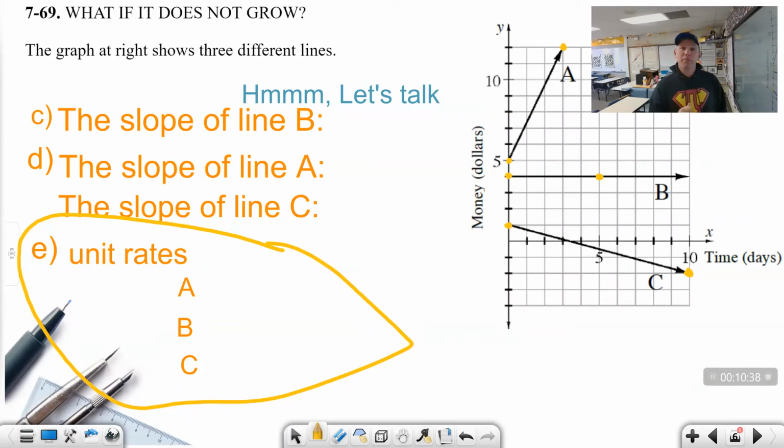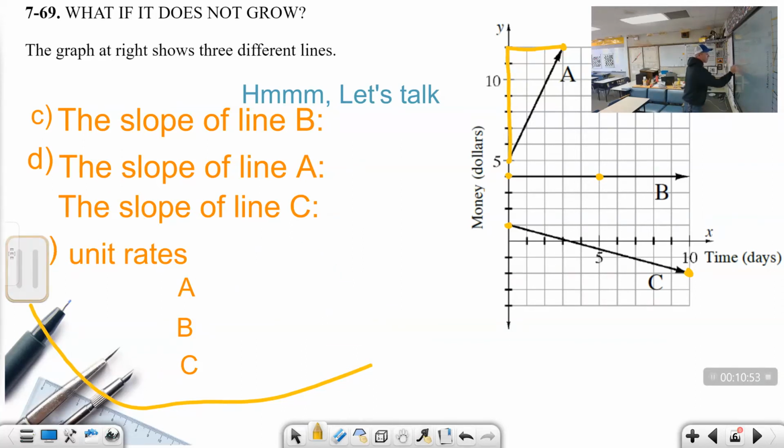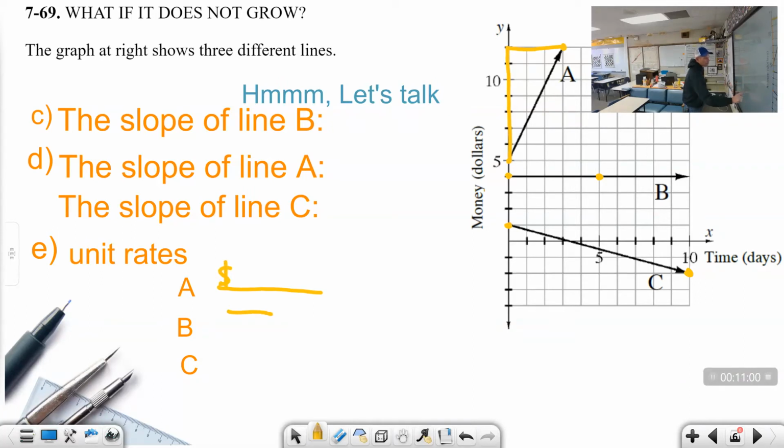And here's what I want you to do. I want you to calculate the slope of every line by drawing a stair, counting the squares, and you are going to write the unit rate of line A: this many dollars in this many days. Okay, you're going to have that unit rate for each one of them, A, B, and C. Pause the video now to calculate the slopes.